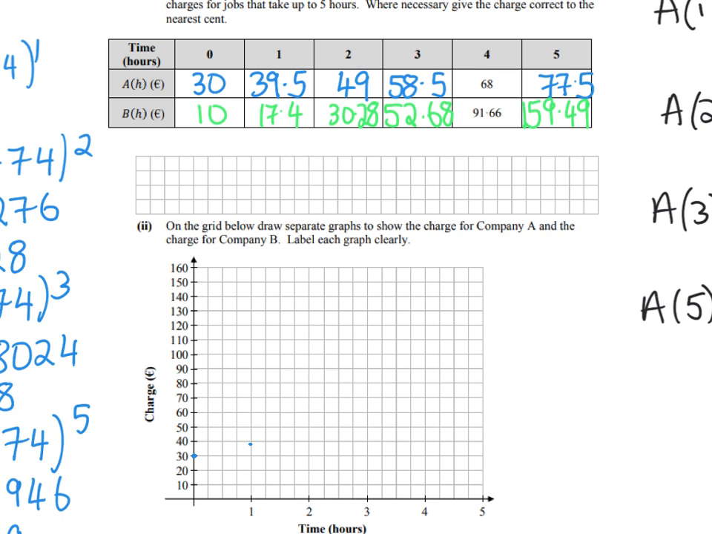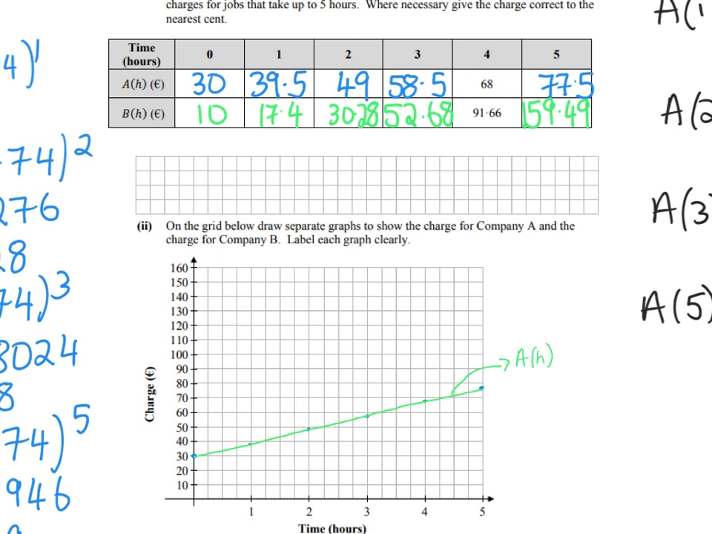2 is going to be 49. 3 is 58.5, approximately there. 4 is going to be 68. And 5 is going to be 77.5, which is going to be approximately there. Then we join them up, and we label the graph. So this graph here is A of H.